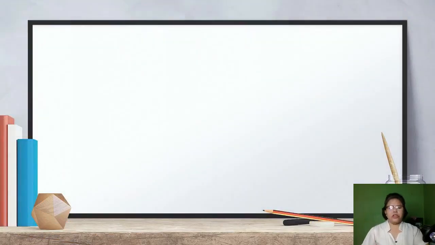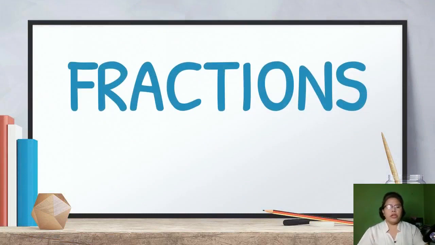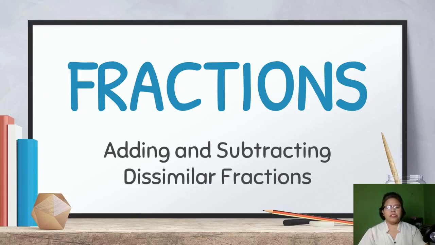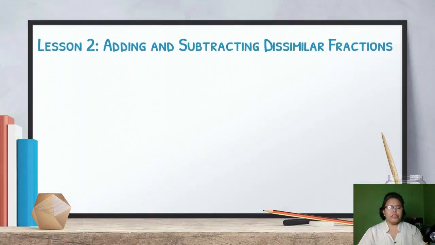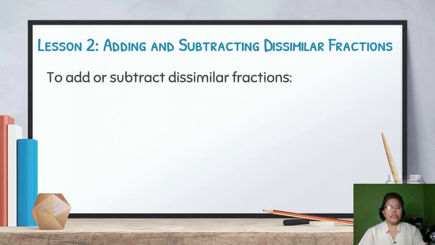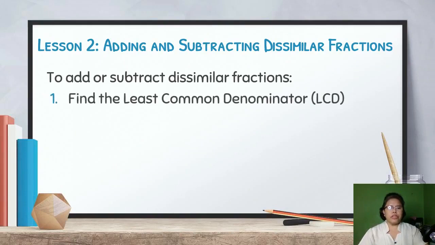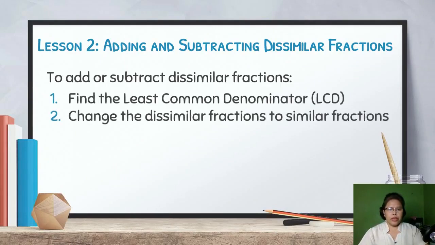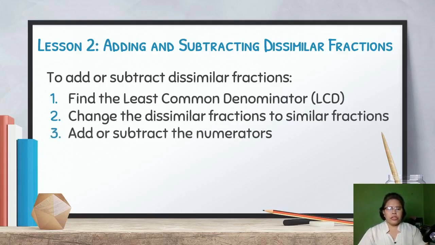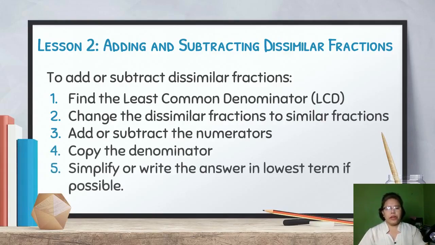Fractions, and this is actually a continuation of the module in the first quarter, week 1. And this is all about adding and subtracting dissimilar fractions. This is lesson 2, adding and subtracting dissimilar fractions. To add or subtract dissimilar fractions, we need to find the least common denominator, or LCD, and then change the dissimilar fractions to similar fractions. Add or subtract the numerators, and then copy the denominator and simplify or write the answer in lowest term if possible.